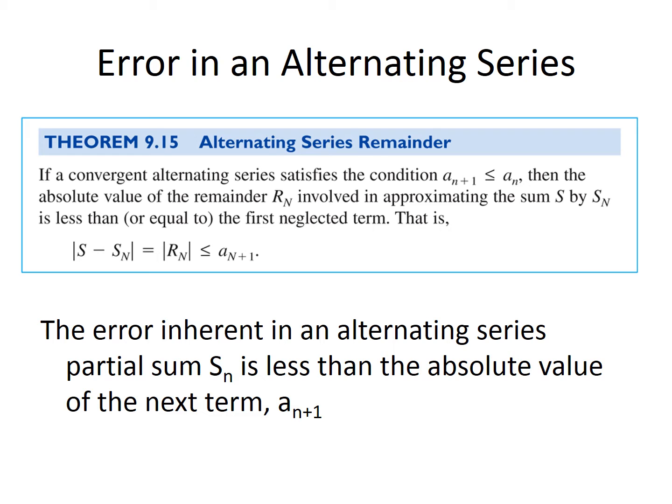And to do this, if the series is alternating, we're going to look at the next term, because the amount of error present is always less than or equal to the next term in an alternating series.